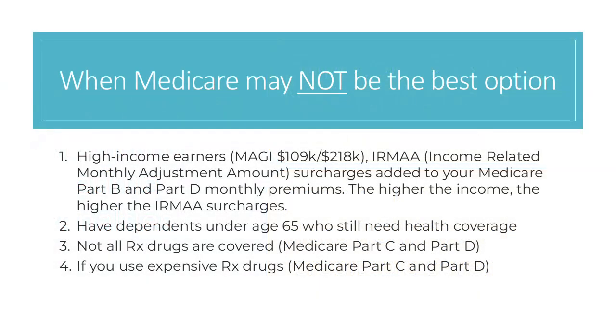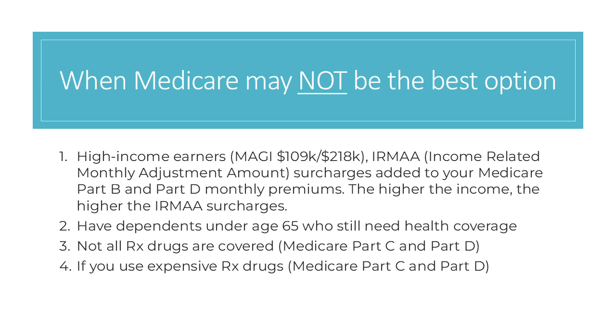So, when is Medicare not the best option? First, if you are a high-income earner, that is, in 2024, you reported on your tax return a modified adjusted gross income of more than $109,000 filing individually, or $218,000 filing jointly. If you did, you'll be assessed an additional monthly IRMAA surcharge on your Medicare Part B and Part D. The higher the income, the higher the IRMAA surcharges. This is in addition to your Part B and Part D monthly premiums.